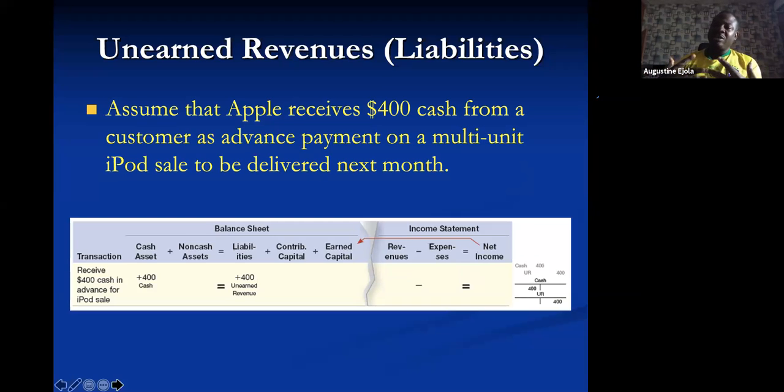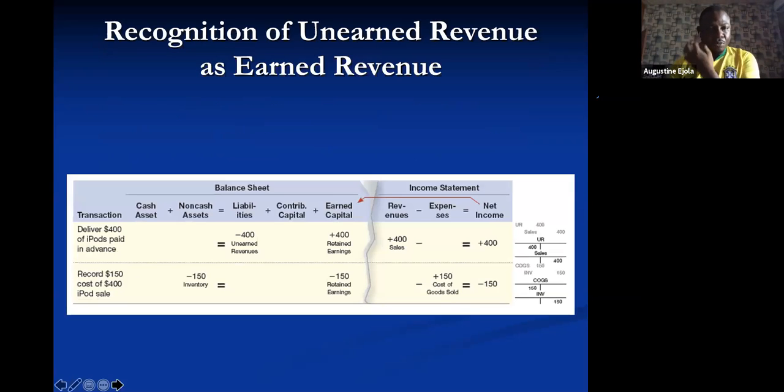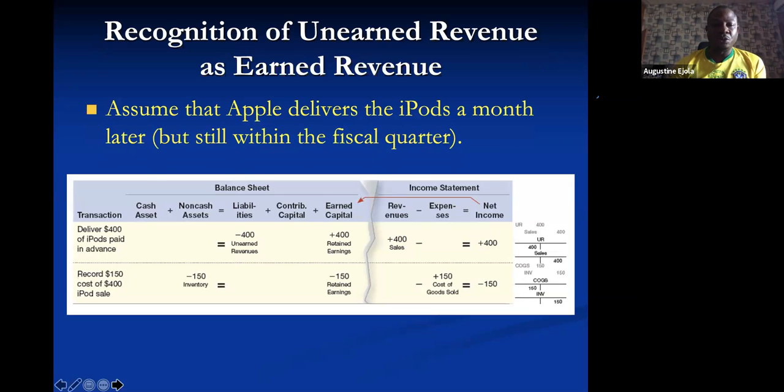You cannot recognize in your books that you have made a sale. You can only recognize in your books that you have actually received money, okay? Because your cash will go up since you have received money, but you also have to recognize the fact that you are owing someone because you have not delivered on that service that the person is paying for. And that liability side will increase by the equivalent amount.